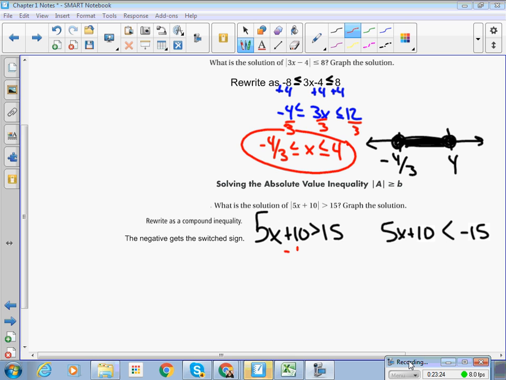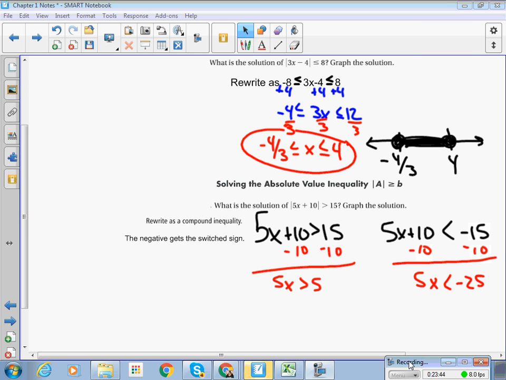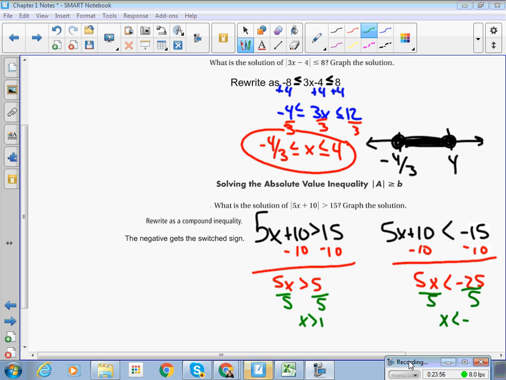So we're going to do the same process for both of them. Both of them we're going to subtract 10. And then we're going to divide both sides by 5. So x is going to be greater than 1, or x is going to be less than negative 5.